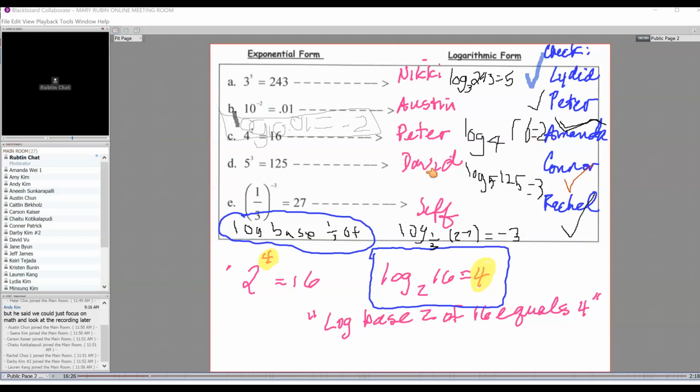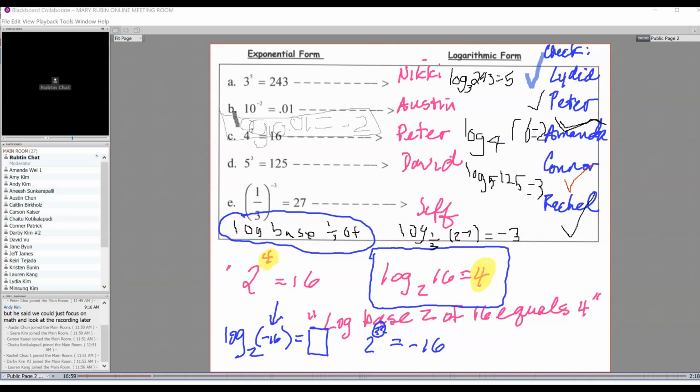There are certain restrictions on this. I can't say log base 2 of negative 16, because you're asking somebody to say, okay, 2 to what power equals negative 16. Well, my base is positive, so there's never going to be a number that is negative in here. That is one of the restrictions.